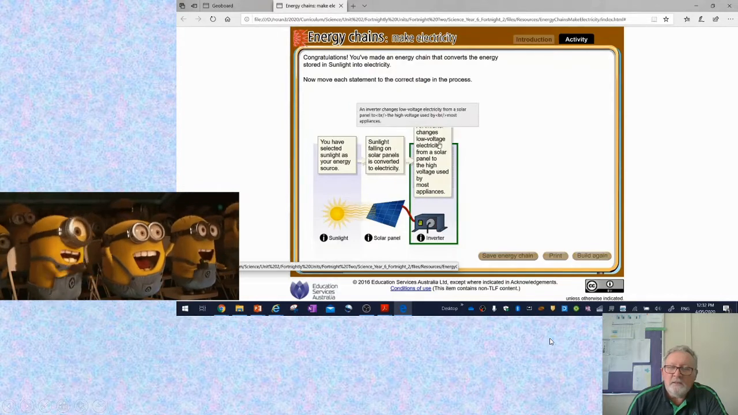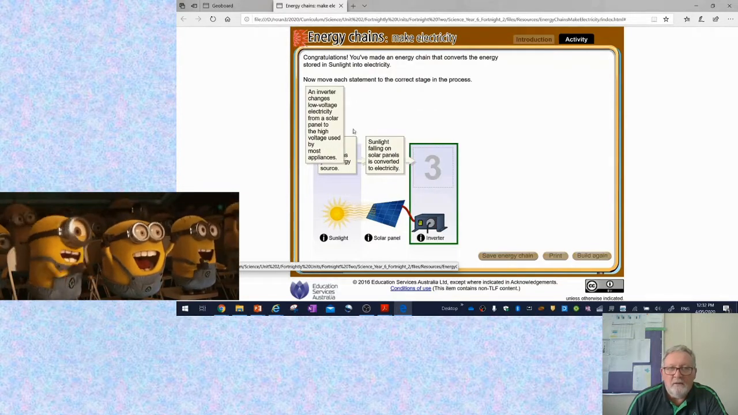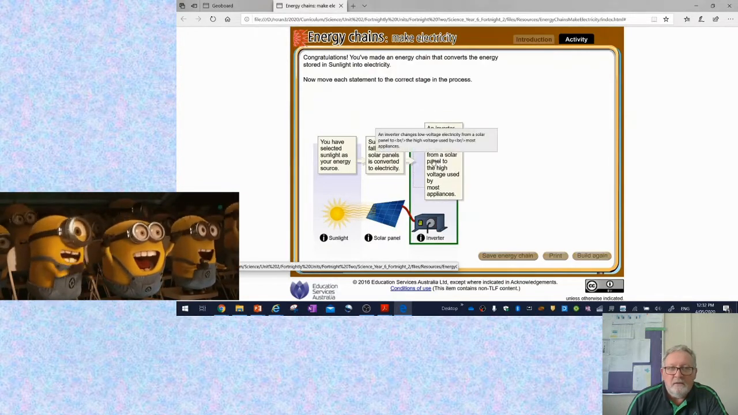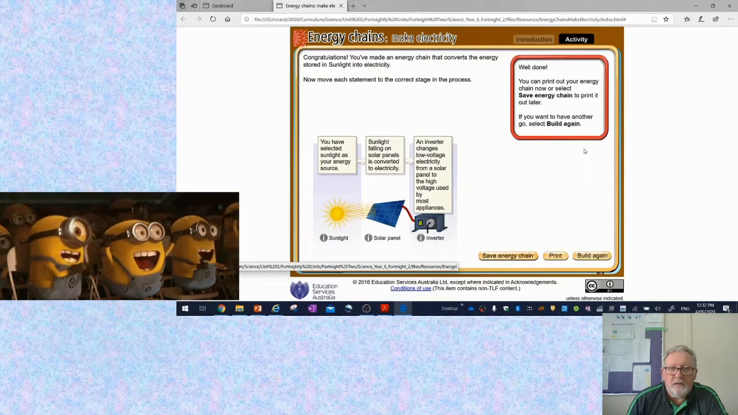And again, it's a shorter energy chain. Starts with sunlight and goes through to finish with electricity being produced in a usable form for homes.